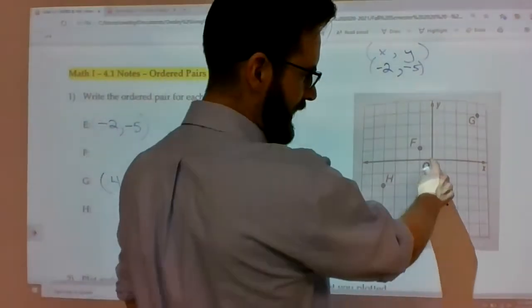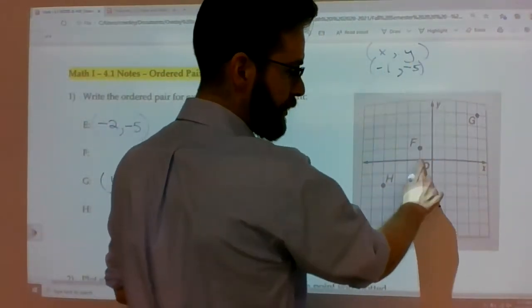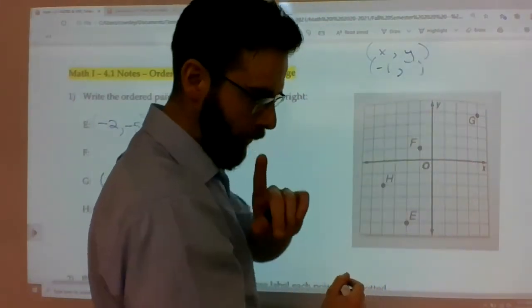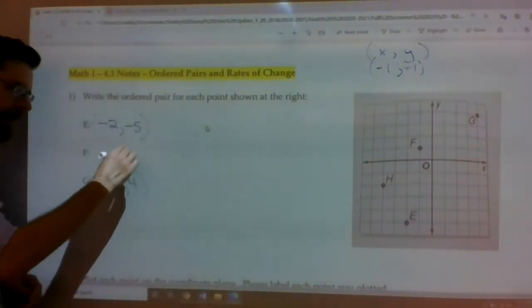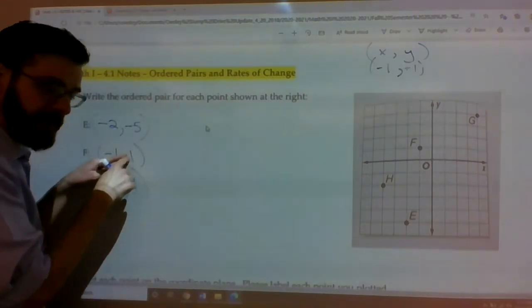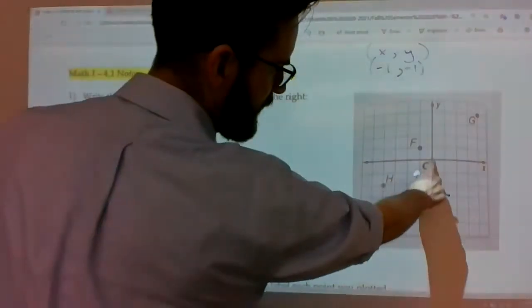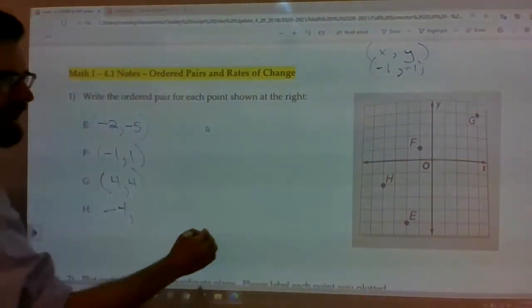F, you're going left 1, so that would be -1. You're going up 4, so that would be, I'm sorry, not up 4, up 1. So you're going to go +1. So it's -1, 1. Left or down is minus, plus means right or up. And then H right here, that's going to end up being left 1, 2, 3, 4, and then down 2.